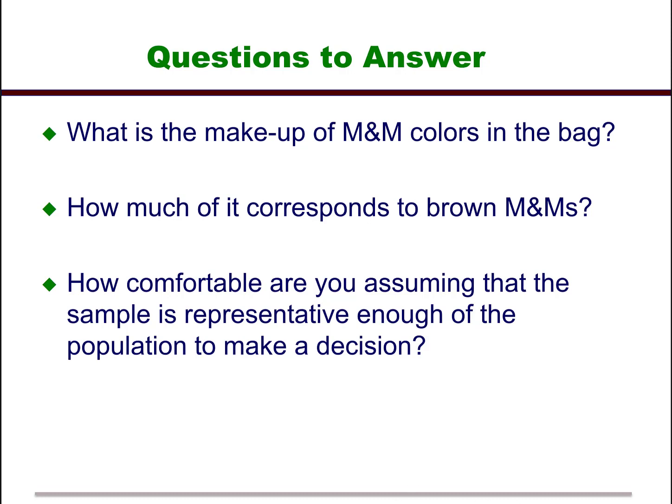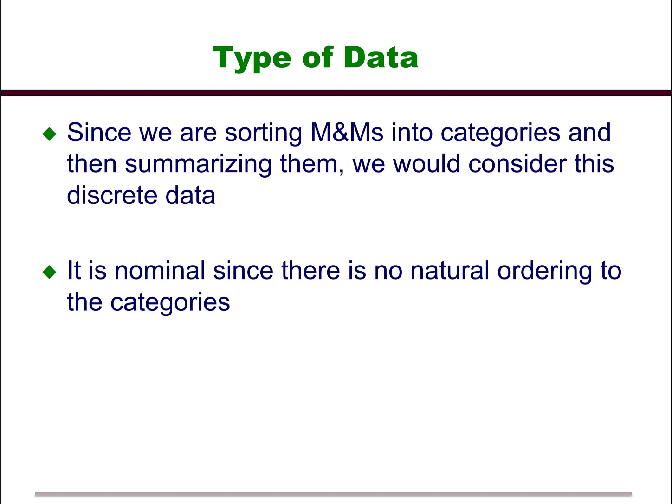Okay, now let's assess what type of data are we dealing with. For this problem, we are sorting M&Ms into categories by color and then summarizing the results. We will consider this data to be discrete. Also, since the categories have no natural order to them, of course my younger self would beg to differ about that statement, we will consider this data nominal.